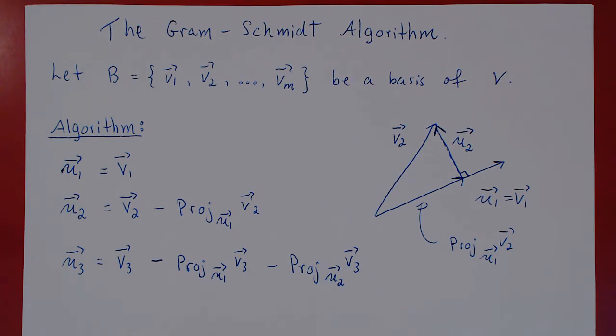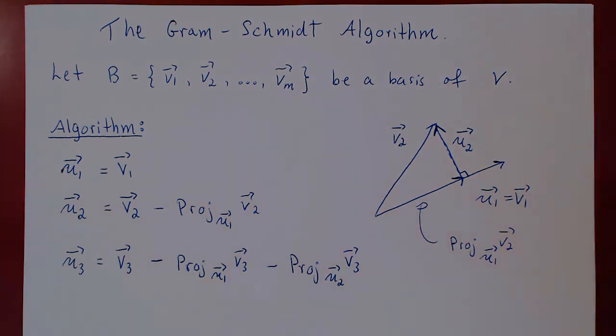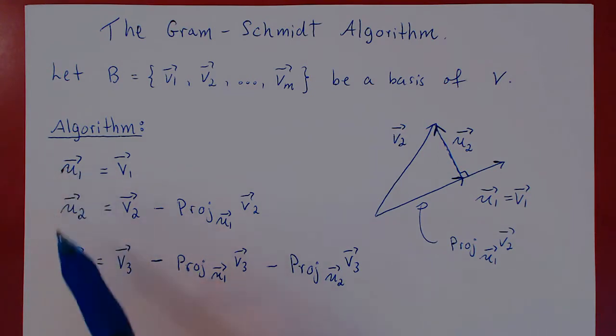And you could check this algebraically if you want very easily. How would you verify that u3 and u1 are perpendicular? Well, vectors are orthogonal if they have a zero dot product. So dot u1 with u3, expand the whole thing out, and you will get zero.